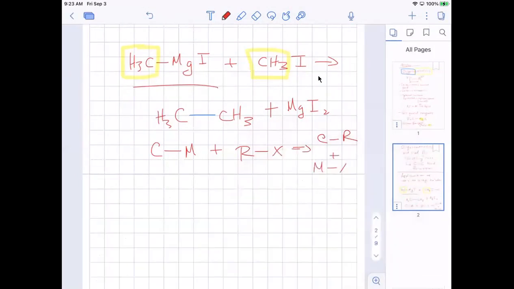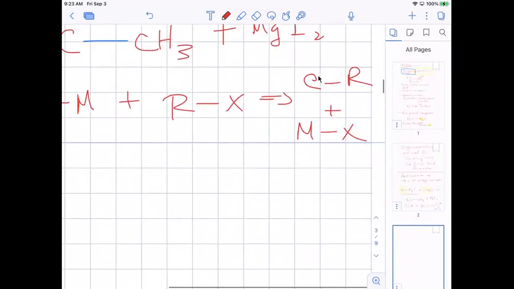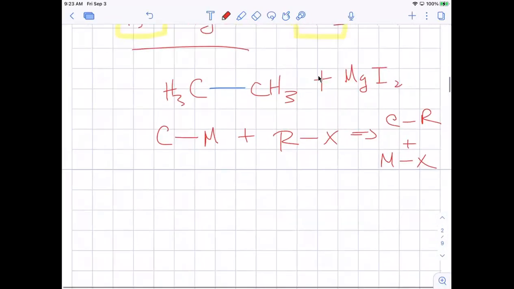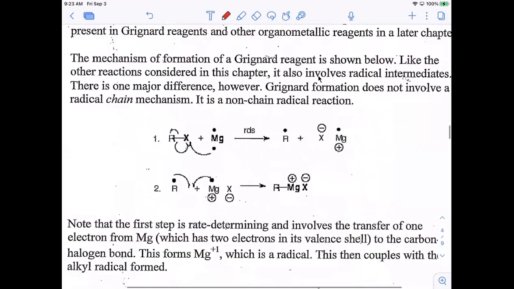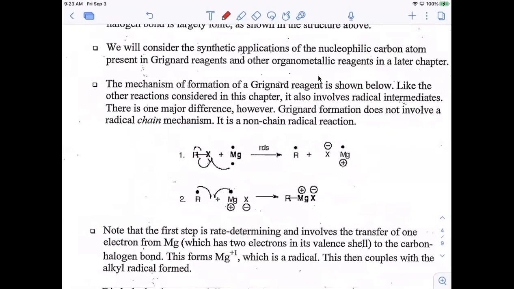All right, so let's talk first about the Grignard and how to make it. There's a page in the handout that discusses how it works. It shows the Grignard happening as a radical process, but it's not a radical chain reaction, right? So it doesn't go through the initiation, propagation, and termination steps like an allylic bromination or radical substitution would. It doesn't work like that.